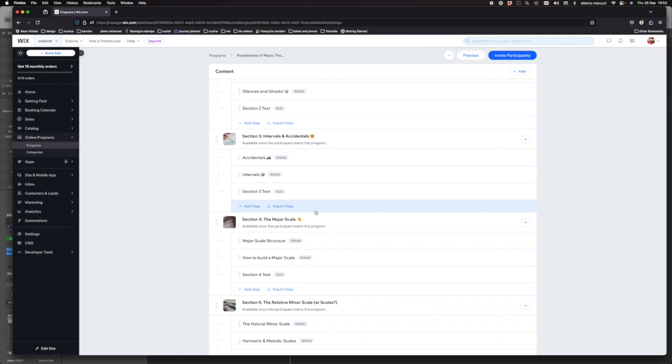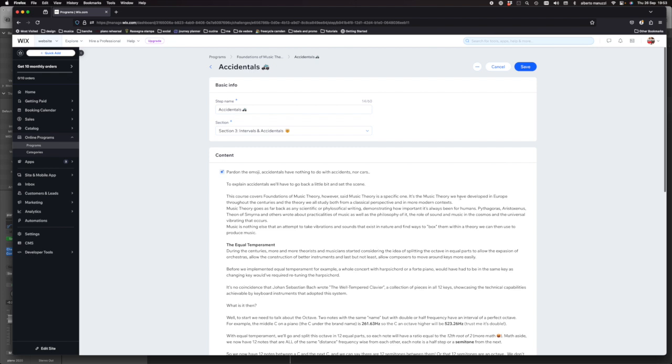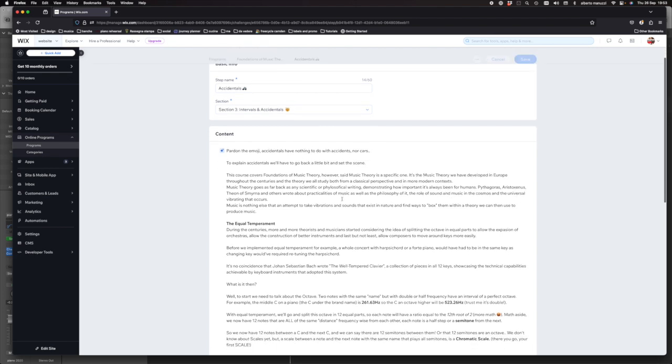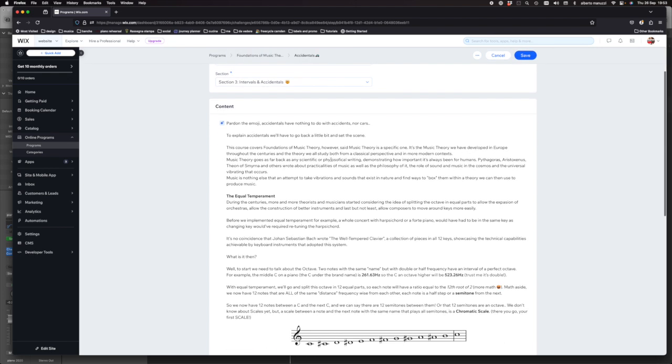Right, now we are in section 3, going back to the music, to the definition of notes and how we name them, and we'll look at intervals as well. Now, intervals is a massive milestone when learning about music theory. It's huge, but without any further ado, let's get into accidentals. Nothing to do with accidents nor cars, alright?